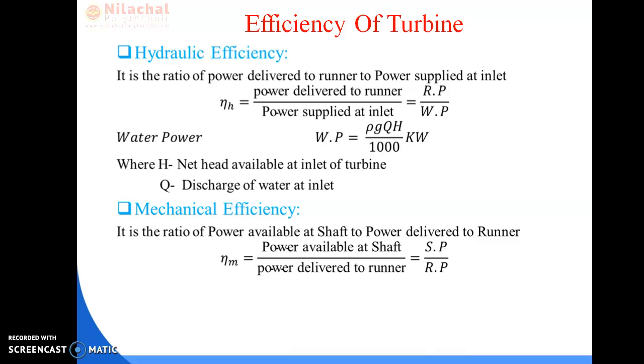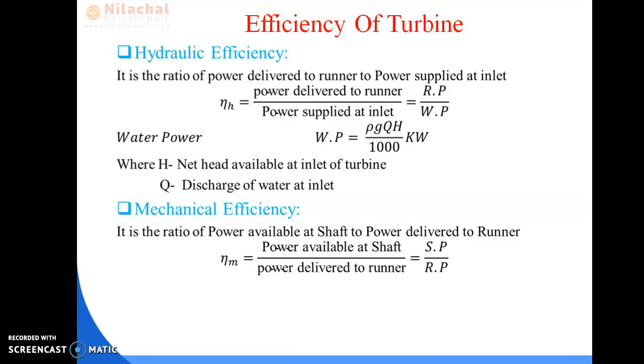Now hydraulic efficiency is equal to the ratio of power delivered to the runner to power supplied at the inlet. It is denoted by the symbol eta H. Already you know that efficiency means output power divided by input power.